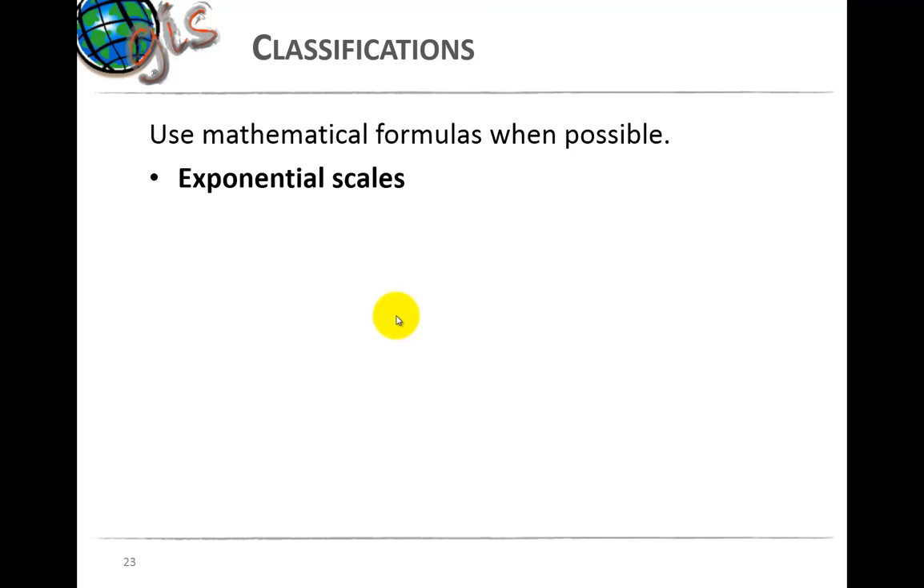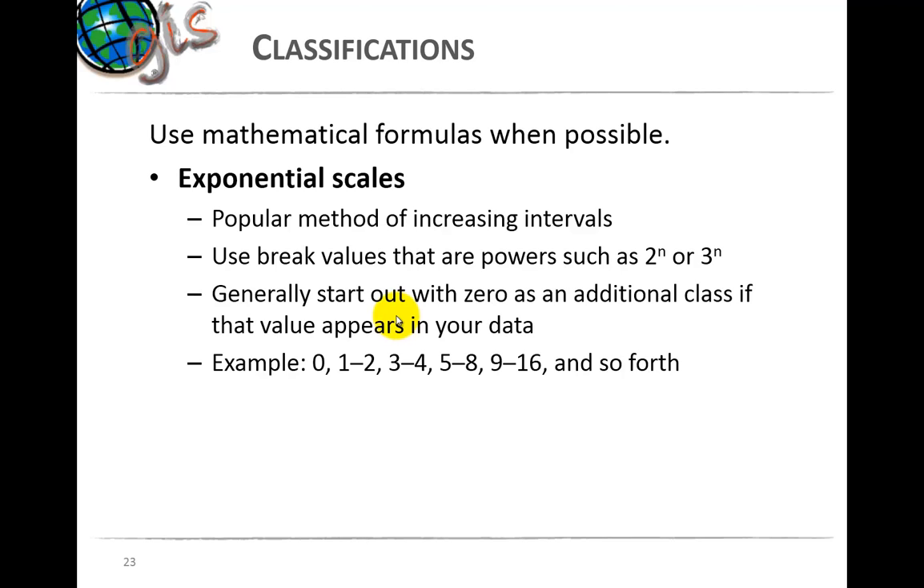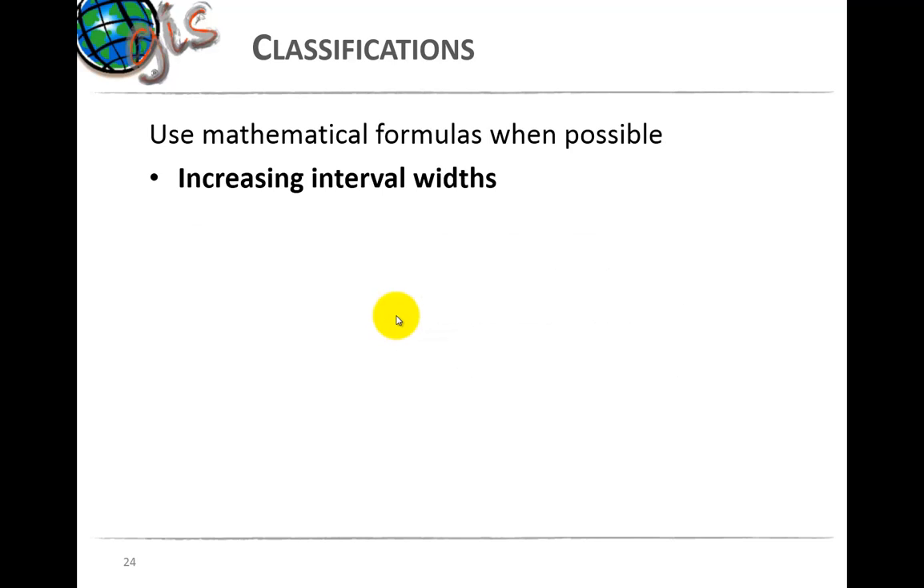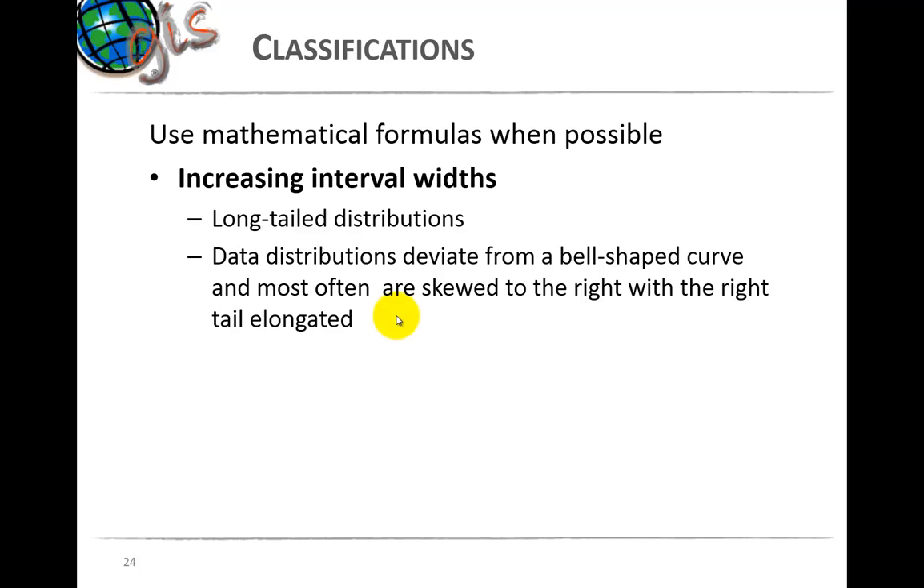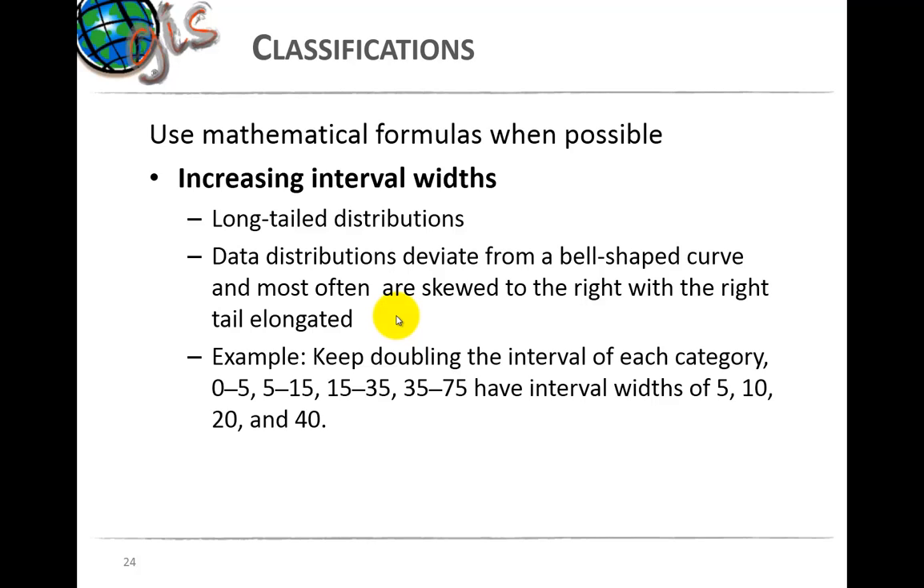And there is exponential scales, which is a popular method of increasing intervals, 2 to the power of n or 3 to the power of n, and generally starts out with a 0, and then the values go up, like 0, 1 to 2, 3 to 4, 5 to 8, 9 to 16, and so on. Increasing intervals are usually used for long tail distributions. Whenever the data distribution deviates from a bell-shaped curve, and is most often skewed to the right with the right tail elongated, this method is best suited. Keep doubling the interval of each category, like 0 to 5, 5 to 15, 15 to 35, 35 to 75, so that you have intervals of 5, 10, and 20, and so forth.